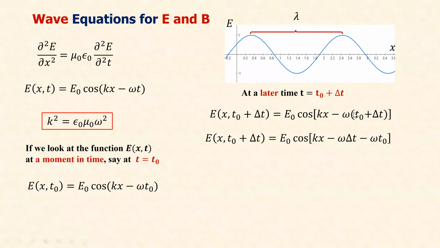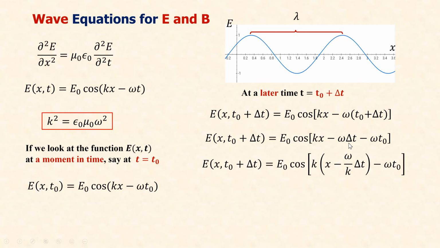All right, we distribute here, and then we have kx and omega delta t here. I want to write it in terms of x. If I put these two together and factor out k, what happens is x minus omega over k times delta t. So E at x and t naught plus delta t becomes k times this quantity, minus omega t naught.